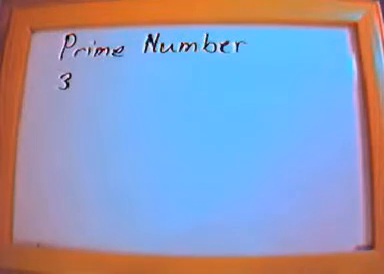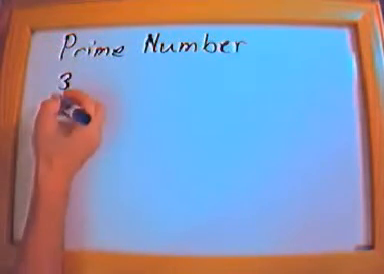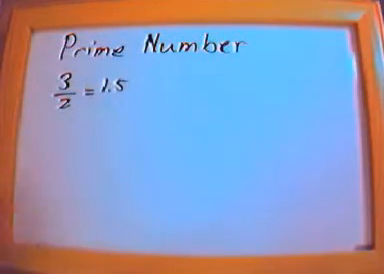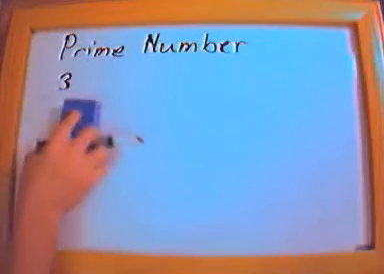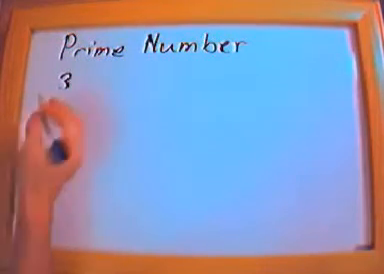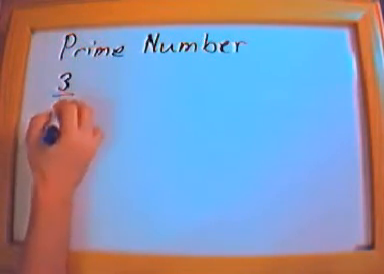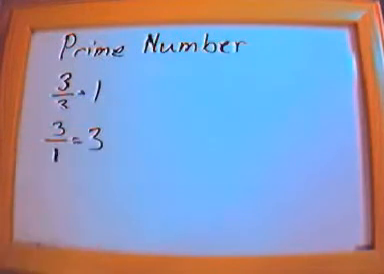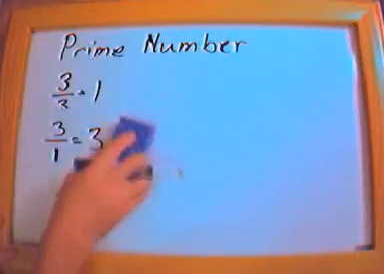3. The number 3 can only be divisible by itself, 3, and 1, and those are the only two numbers that can be divided into 3 to give you a whole number. If you divide 3 by 2, you get 1.5. So it's not divisible by 2 equally. You can't divide it by 5, you can't divide it by 7, you can't divide it by anything. But if you divide 3 by itself, you get a whole number, and if you divide 3 by 1, you get 3, which is also a whole number. So if it's only divisible by itself and 1, it's called a prime number.